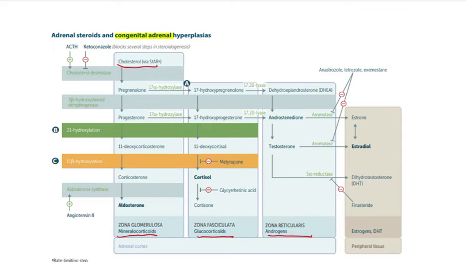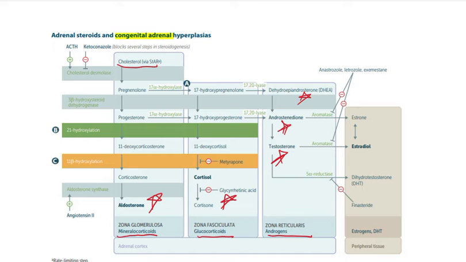The zona glomerulosa converts cholesterol into aldosterone. The zona fasciculata converts cholesterol into cortisone. And the zona reticularis converts cholesterol into sex hormones. So DHEA, androstenedione, testosterone. And testosterone and androstenedione can be converted into estrone and estradiol, respectively.